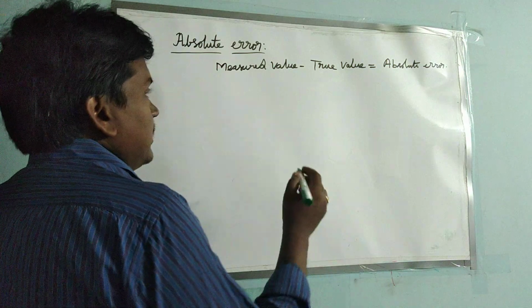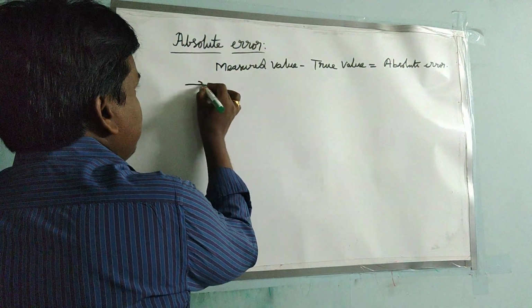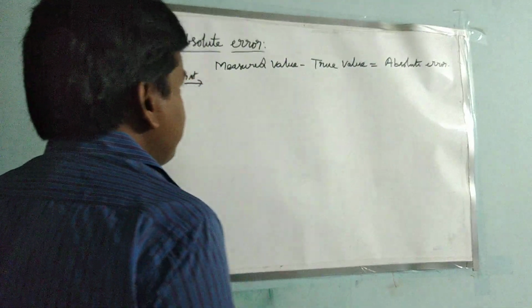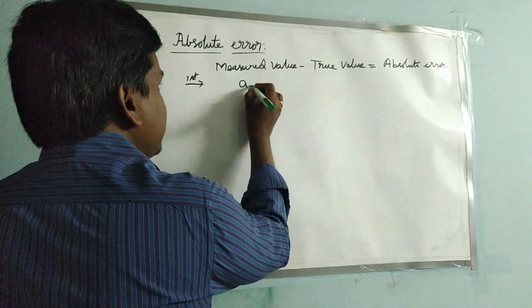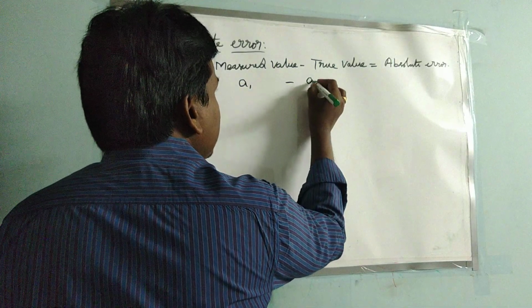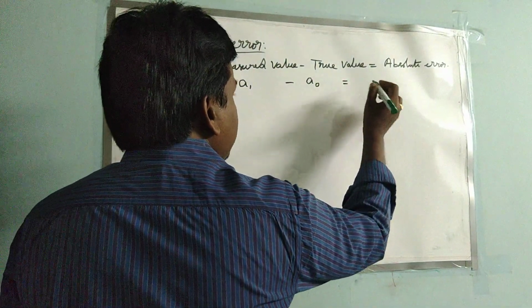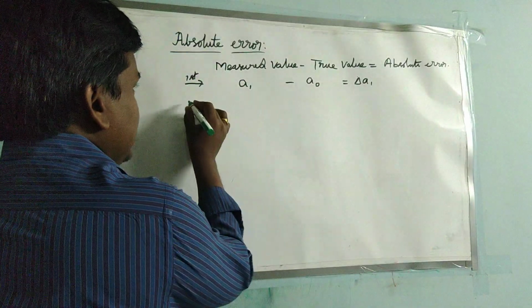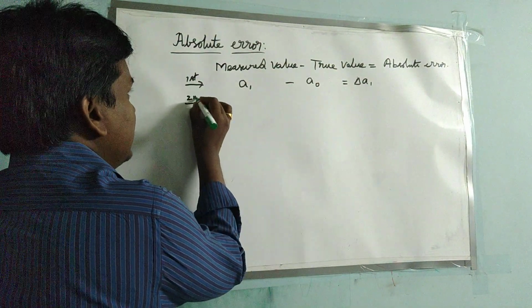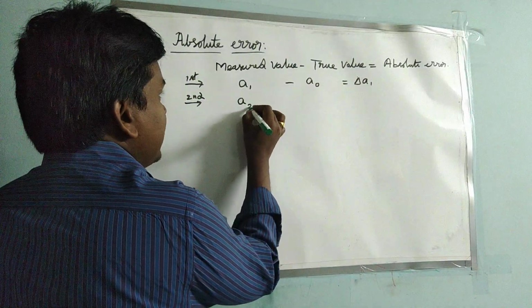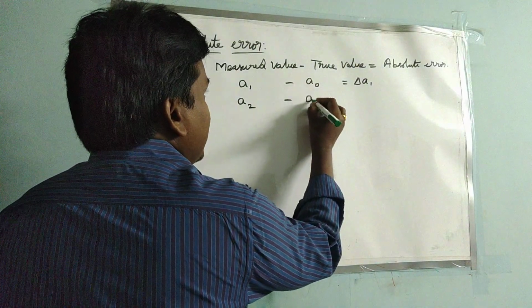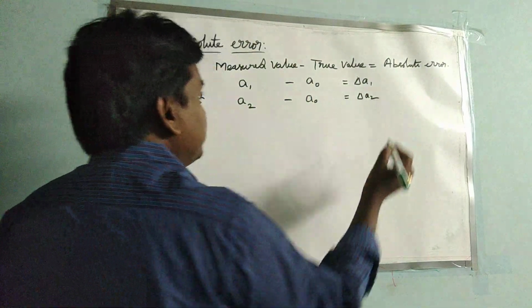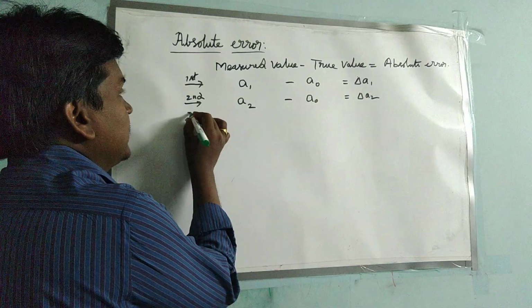If I want to make some trials, I made a first trial. In that first trial I got a measured value as A1 and the true value is A0. So the absolute error is delta A1. In the same way I made a second trial. In that second trial the measured value is A2 and the true value is A0 and the absolute error is delta A2. And in the same way I made a third trial.